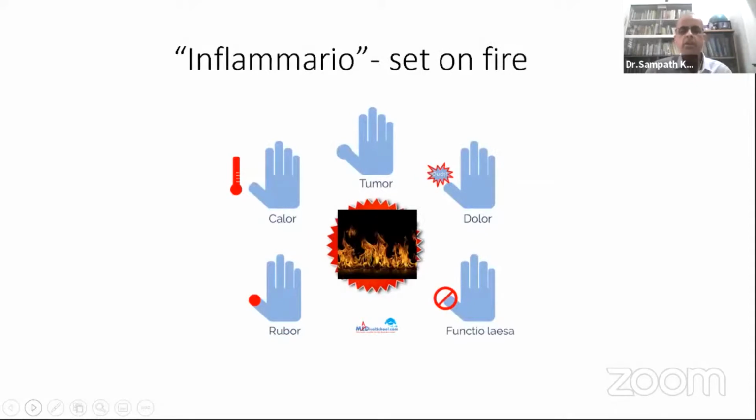Inflammation has come from the Latin word inflammatio, and we are all aware of this: calor, rubor, tumor, dolor, and functio laesa. So what we see in inflammation in chronic kidney disease is not all the aspects of this inflammation, but functio laesa, that is the loss of function, is definitely there.